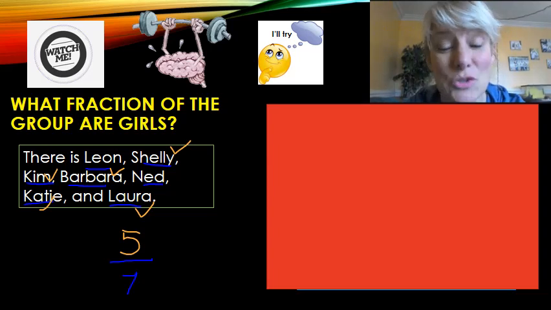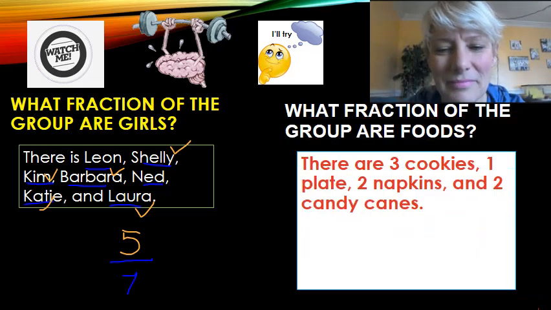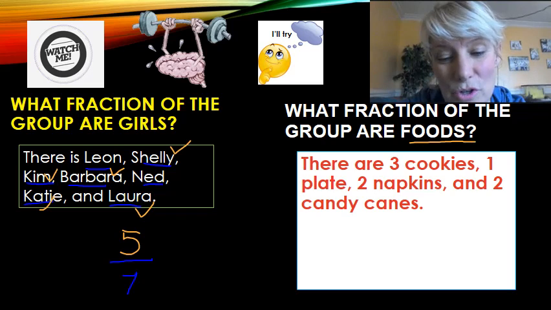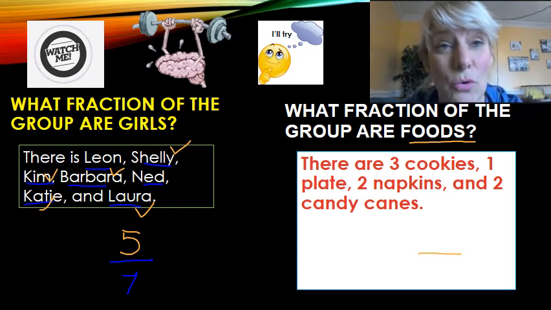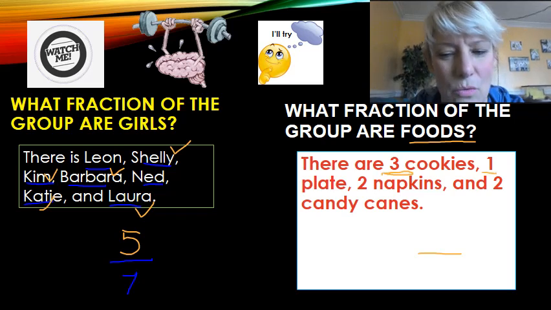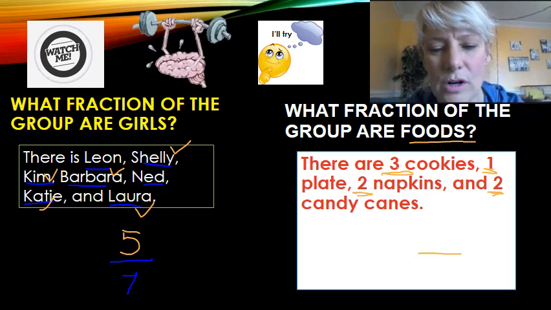All right, let's reveal your side. All right, do the same thing I did, and then we'll check it together, okay? All right, this says what fraction of the group are food. So to start off with, we need to find out how many total things there are. Notice there are 3 cookies, 1 plate, 2 napkins, and 2 candy canes. So my total is the 3 and 1, which is 4, 2 more is 6, 8. So my total objects are 8.